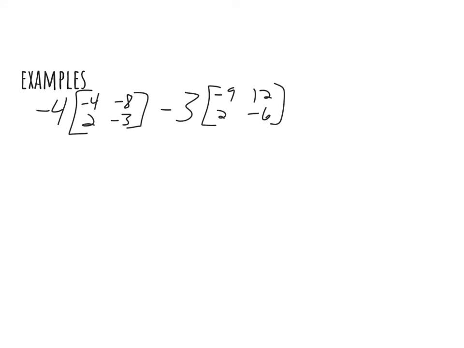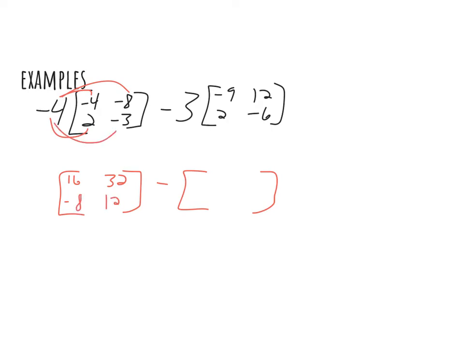So here's our first example. You'll notice we have scalars for both matrices and we are going to subtract at the same time. So the first thing we want to do is multiply inside of our matrices. I'm going to multiply this -4 in first. -4 times -4 gives me 16. -4 times -8 gives me 32. -4 times 2 gives me a -8. And -4 times 13 gives me 12. I'll multiply the 3 into the second one. 3 times -9 is -27. 3 times 12 is 36. 3 times 2 is 6. And 3 times -6 is a -18.